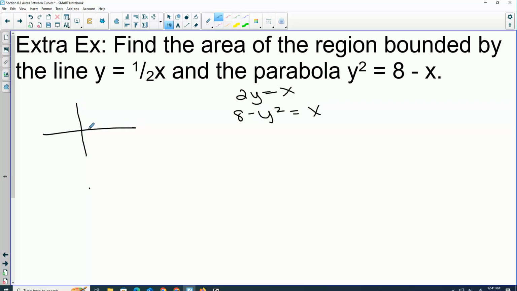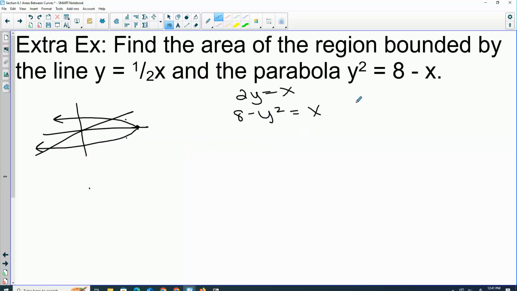Picture is optional. 1/2 x is just a line. This is probably less familiar for you, what it looks like, but you can always plug in some points. If your y is 0, you're going to get 8. If your y is 1, you get out 7. If y is negative 1, you get out 7. Okay, so the translations are like flipped.